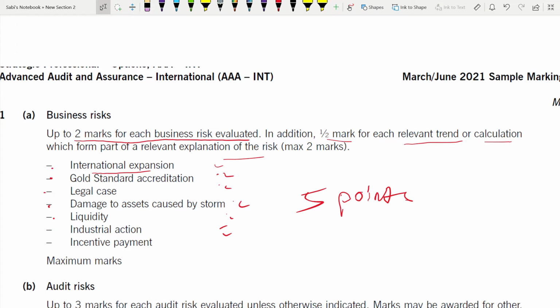So international expansion could be a business risk. Gold standard accreditation is another, legal case is another, damage to assets caused by the storm is another. Liquidity is another risk, because they have a bank loan. That's why they took shares, remember, to purchase. Industrial action, then incentive payment. So there are so many things. If you see the marking scheme, they will give you more than is required, because you only need 5 points to get the 10 marks. So in your answer, write 5 points only.